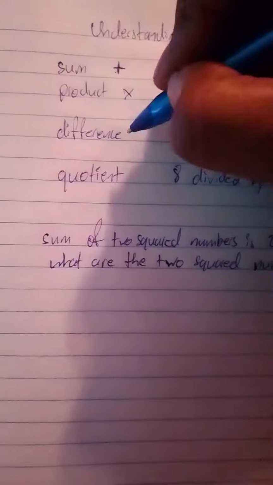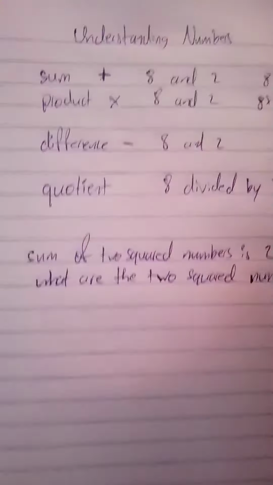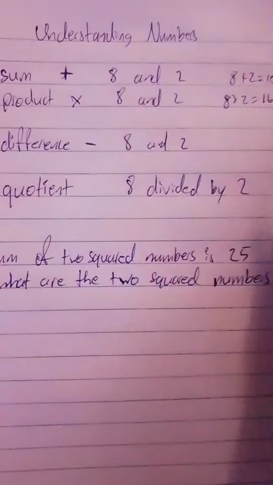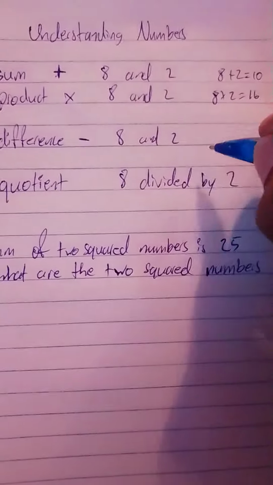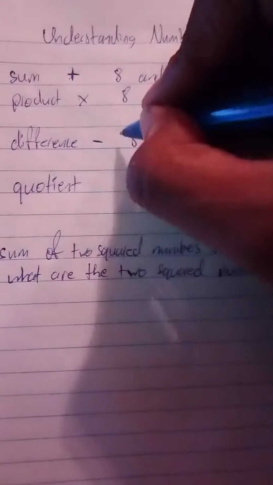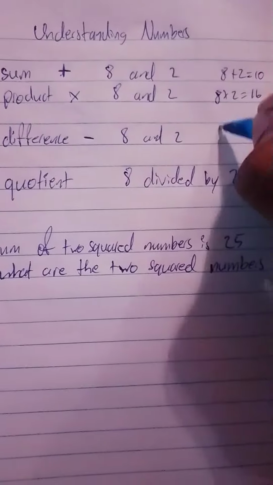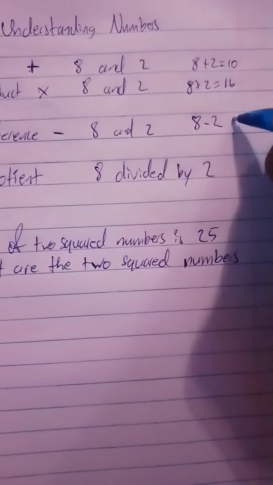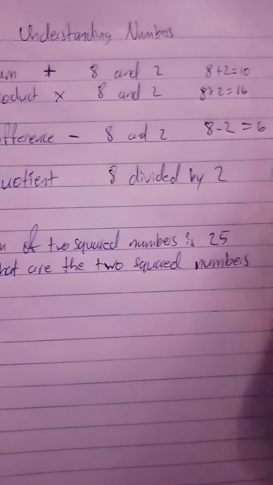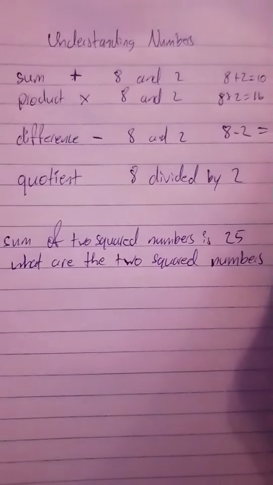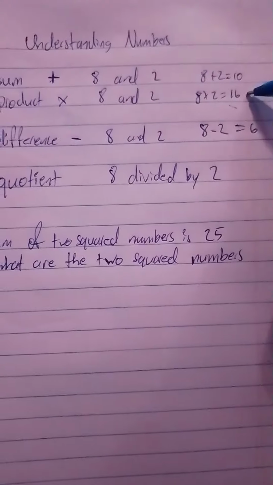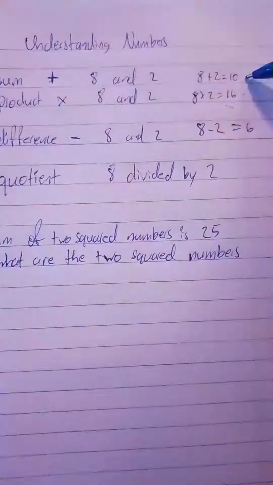Alright, the difference. When you think of difference, it is subtraction. So the difference between 8 and 2, if this said 2 and 8, you still would take bigger minus smaller, which equals 6. Alright, and the difference is 6. Here, the product is 16. Here, the sum is 10.